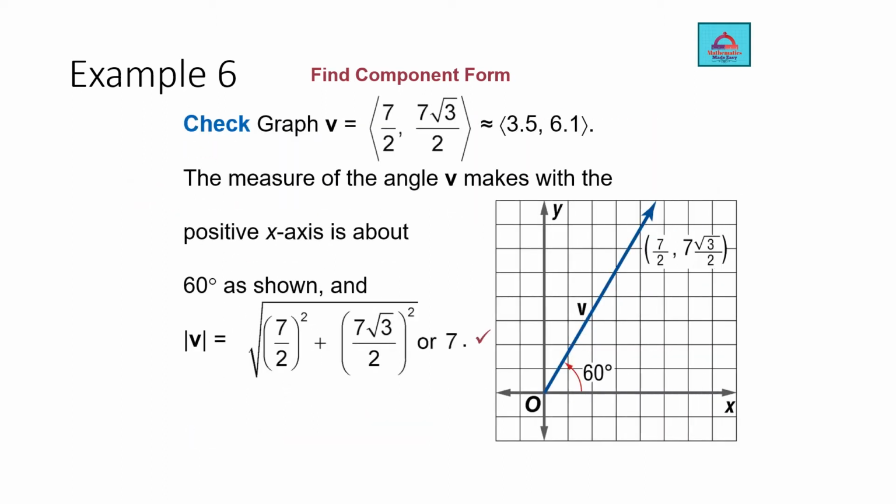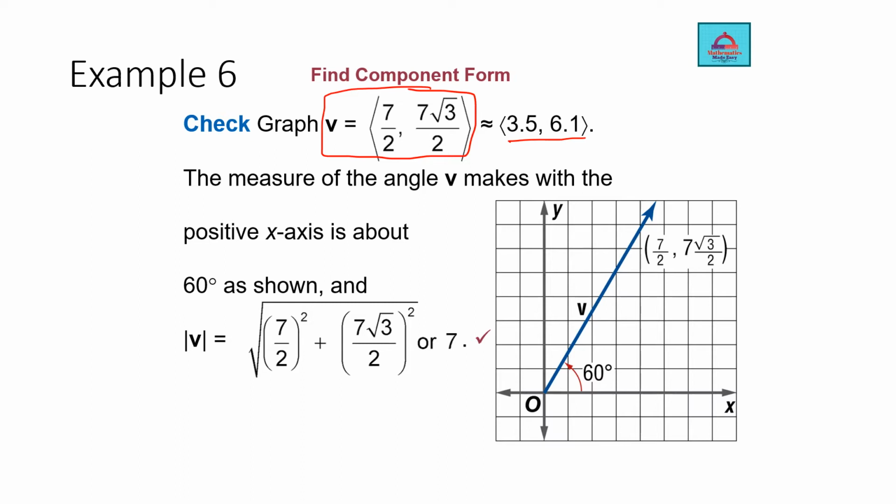You can also check your answer by drawing the graph. So if you see, we have got the vector along the horizontal and vertical components as this. Let's resolve it and convert it into decimal form. So this is the value. You put on the coordinate plane x as 7 by 2, y as 7 square root 3 by 2. So this is the vector you are getting.